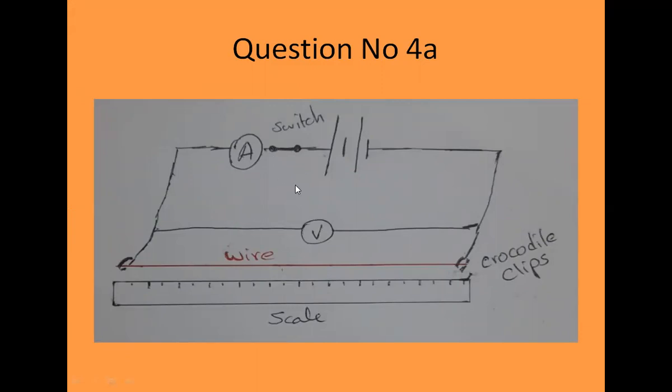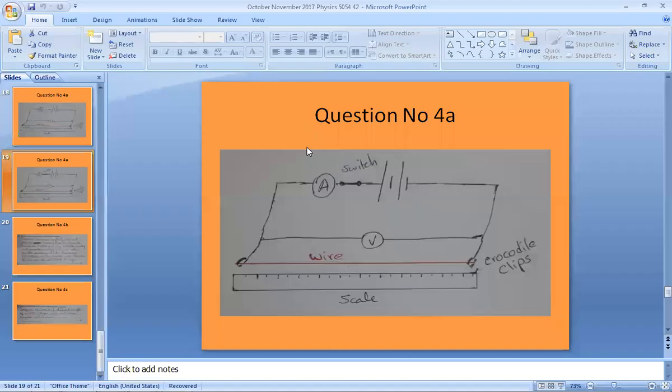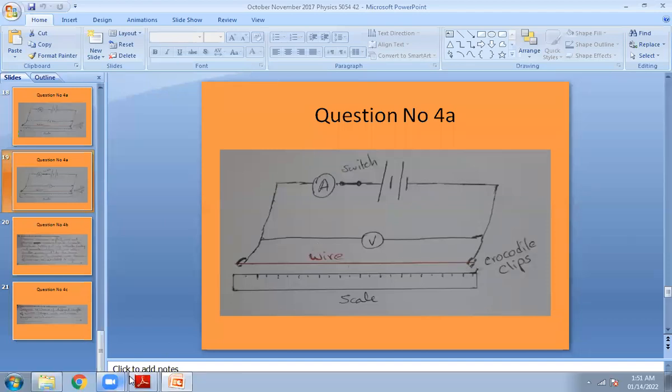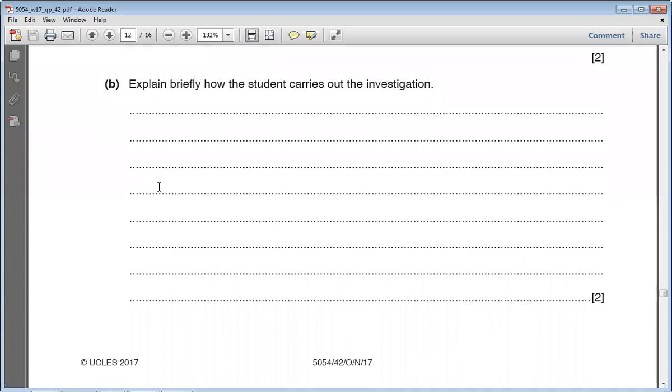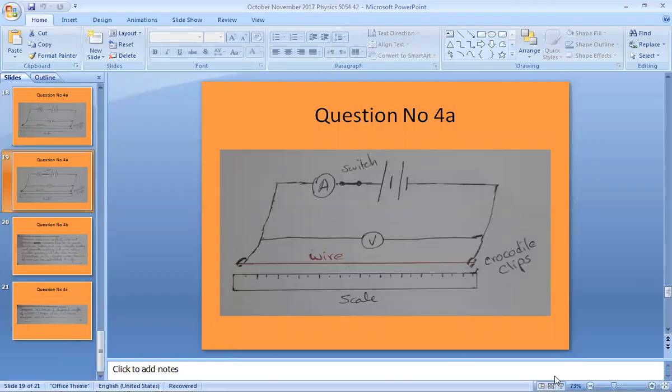So here you can see I have drawn the switch. Actually, in the last diagram, I had not drawn the switch. So here you can see I've drawn the switch. So hopefully you understand what this figure represents. Okay, so let's move to the next part. He says, explain briefly how the student carries out the investigation. Okay, so let me explain to you.